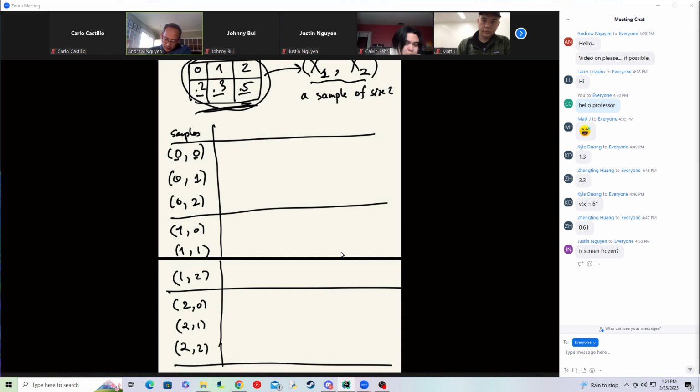Okay, let's see. Next, I want to construct a column that calculates the sample mean. And then the last column is the probability for each sample. Very simple. If I get a sample 0, 0, what is my sample mean? 0.